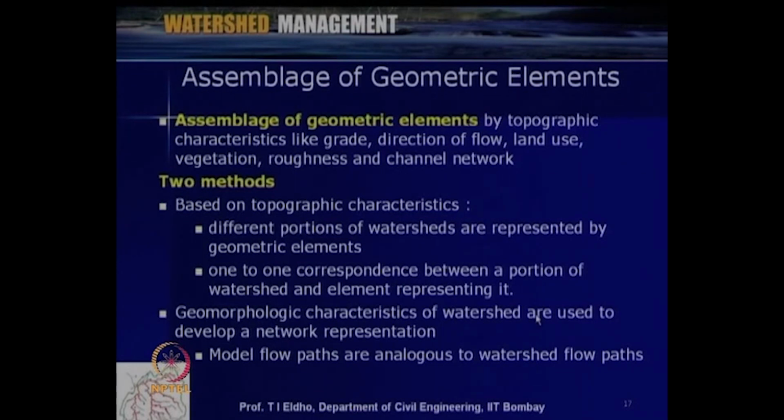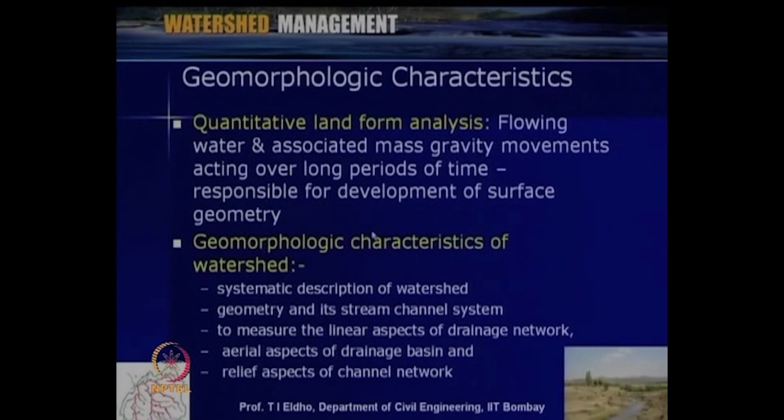The second one is that we can consider the geomorphic characteristics of the watershed. Here we use this geomorphic characteristic to develop a network representation like this, so that the model flow paths are analogous to the watershed flow paths. So, the assembly can be done either based upon the topographic characteristics or the geomorphologic characteristics.